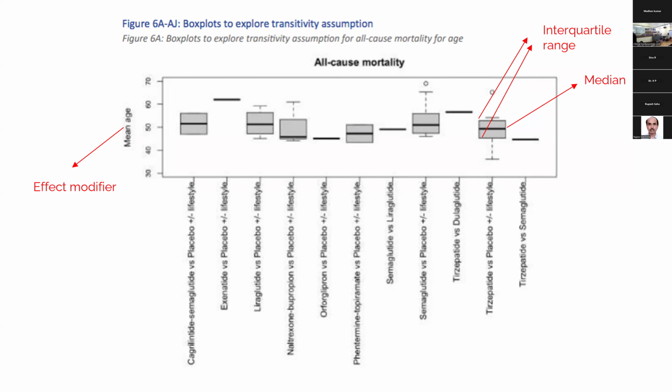So, what we can say is, across all these studies, everyone's age is somewhere between 50 and 60, most of the people. Now, if there were very young people and very old people across the different studies, you could say that they are not similar enough to be compared. So, this is one way in which you can visually represent transitivity.